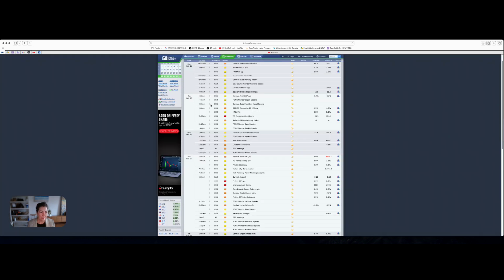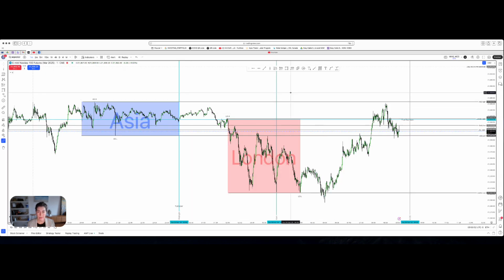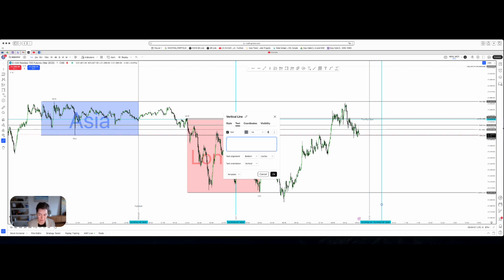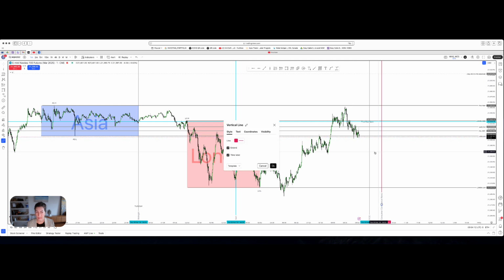We're going to take a look. Don't think we have any news today. Yes, we do. We have consumer confidence at 10 a.m. So I'm going to mark that on the chart. 10 a.m. I don't want to be in a trade when red folder news unfolds. So this is consumer confidence news. I'll just make this red just so that I can see it. And that's at 10 a.m.